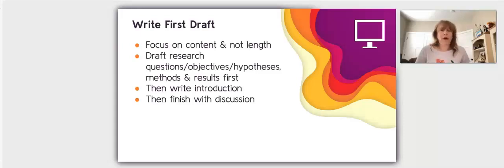Try to write about all the different sections. And they say when you write your sections, sometimes it's easiest to start with the research question, objectives, hypotheses, and then the methods and the results first. Then go back and write the introduction because you'll know what they looked for and what they measured and how they measured it. And then do your discussion last. And if you have trouble with any one section, just leave it for a while and try another one and go back to it.